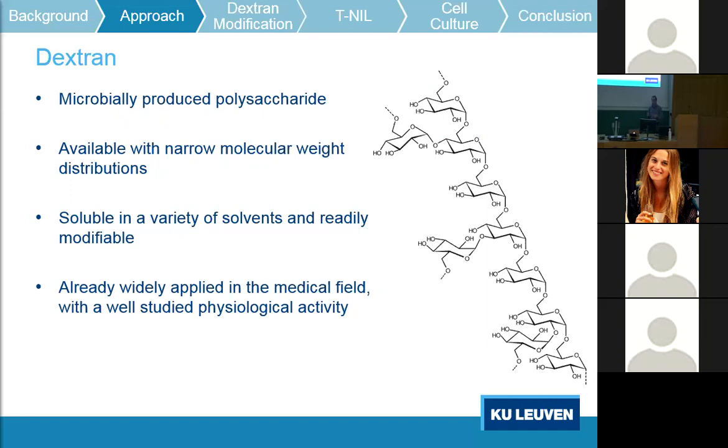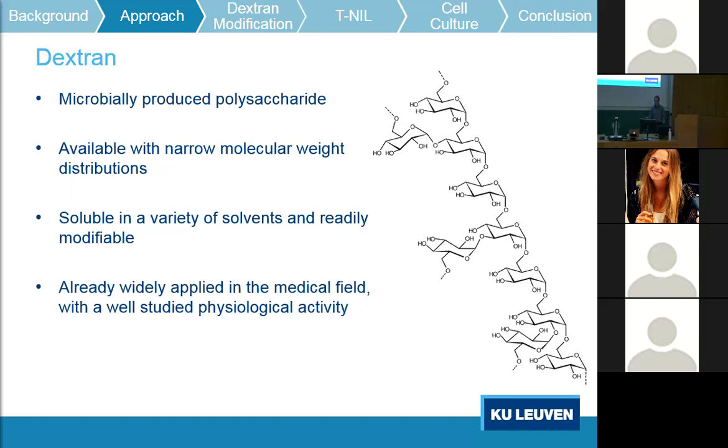And this makes it quite interesting because then you can have a very uniform starting material for producing a very precise control over a structural property of a surface. It is also soluble in a wide variety of solvents, and this allows it to be chemically modified through a variety of routes, which is quite interesting as some polysaccharides are very difficult to dissolve, for example. And lastly, but not least, of course, dextrin has already been widely applied in the medical field and has quite a well-studied physiological activity in our body.